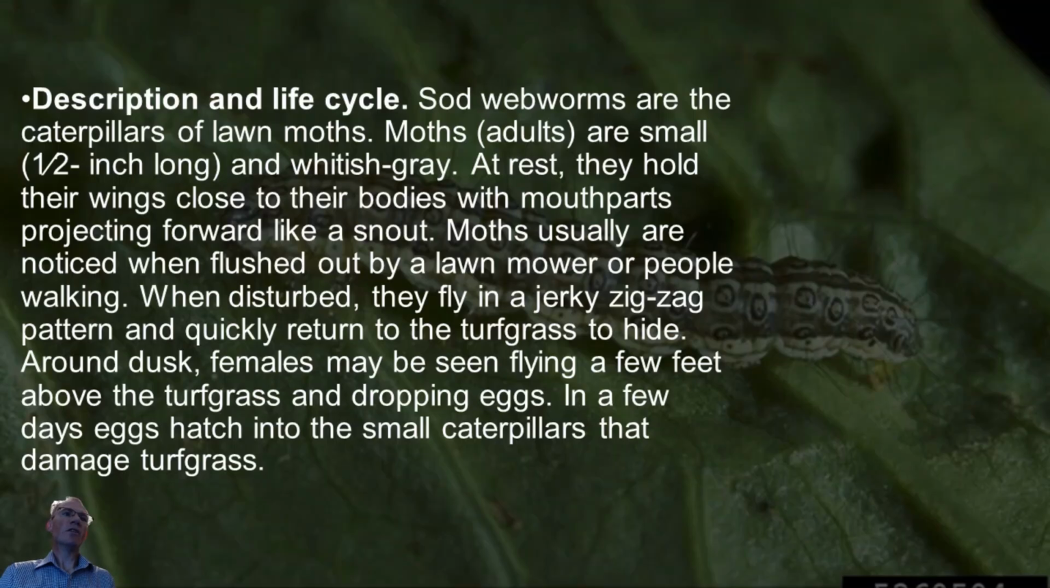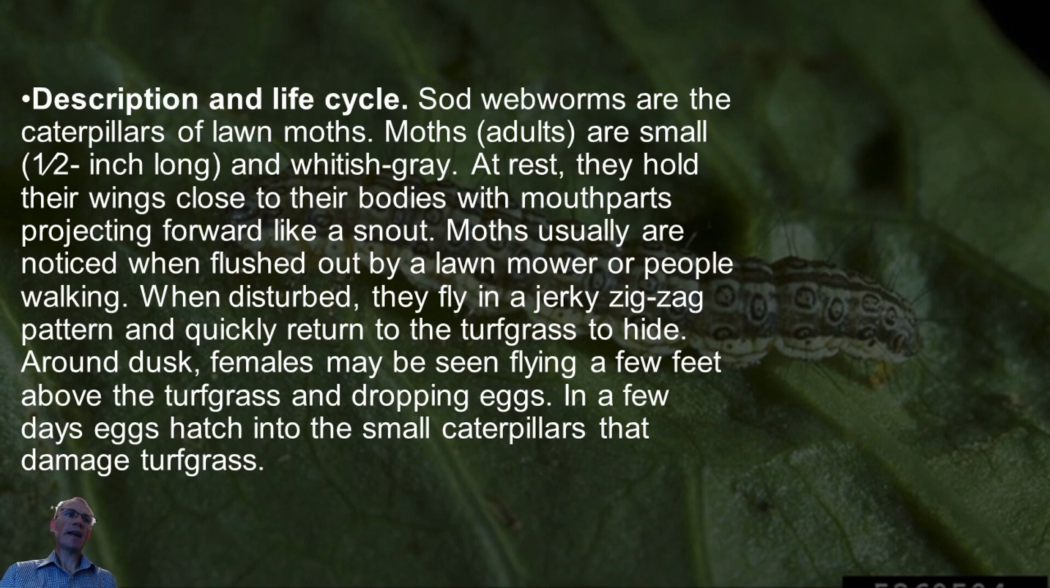Description and life cycle. Sod webworms are the caterpillars of lawn moths. Moth adults are small, 1/2 inch long, and whitish gray. At rest, they hold their wings close to their bodies with mouth parts projecting forward like a snout. Moths usually are noticed when flushed out by a lawnmower or people walking. When disturbed, they fly in a jerky, zigzag pattern and quickly return to the turfgrass to hide. Around dusk, females may be seen flying a few feet above the turfgrass and dropping eggs.